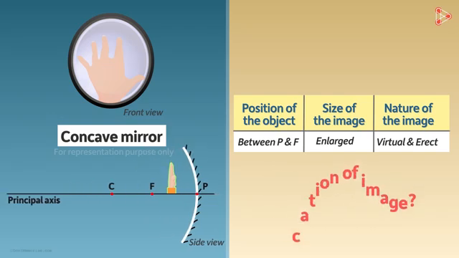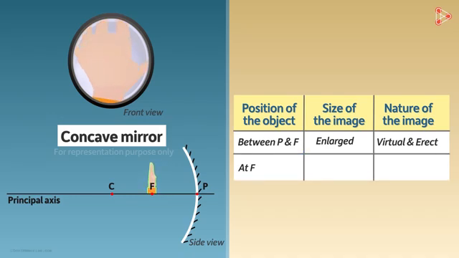For now, let's move this object away from the mirror and see how the dimensions and the nature of the image vary relative to the object. You will find that as I move this object away, its image gets even bigger. And when the object is at the principal focus, the image is huge. We say that when the object is at the principal focus, the image is highly enlarged.